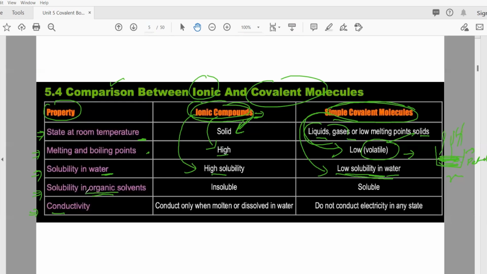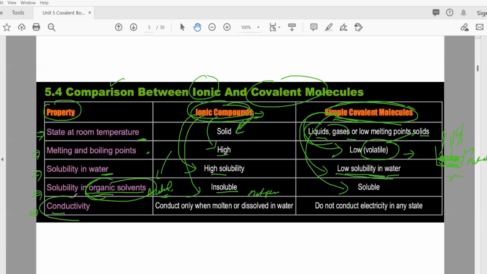After that, solubility in organic solvent: insoluble. What does organic solvent mean? For example, alcohol is an organic solvent. If you put sugar in the alcohol, it will not mix. I'm giving the example. So the ionic compounds are insoluble, in other words not soluble, in organic solvents. But the covalent compounds are soluble in organic solvents.